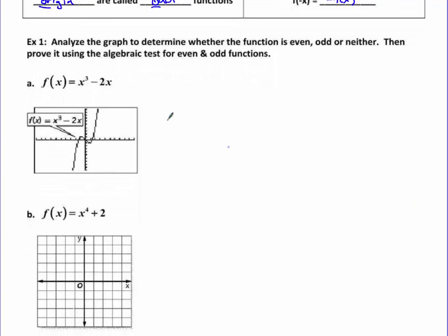So we're going to look at this function here, x cubed minus 2x. We've got the graph of it right here. And so we're going to start by analyzing the graph. Analyzing the graph means say what it looks like. So what does it look like?